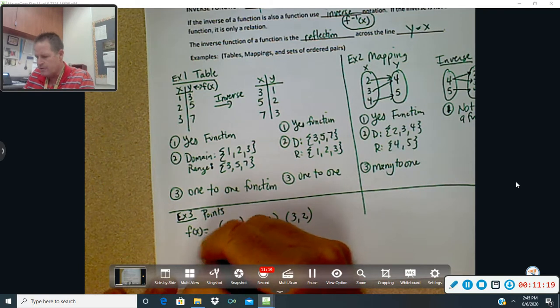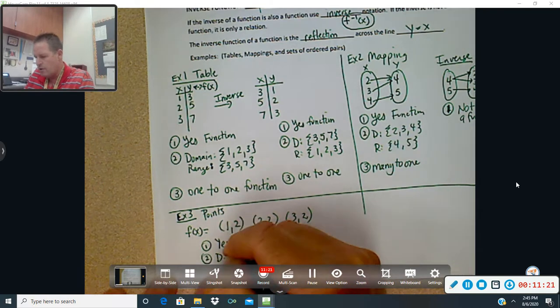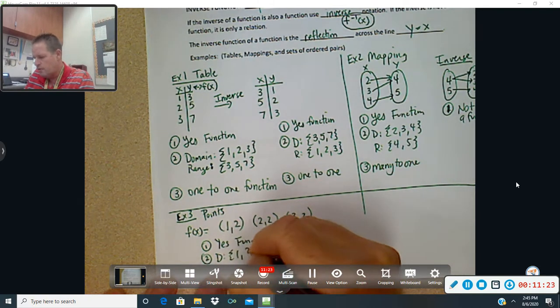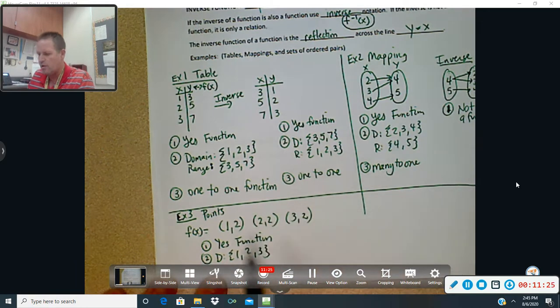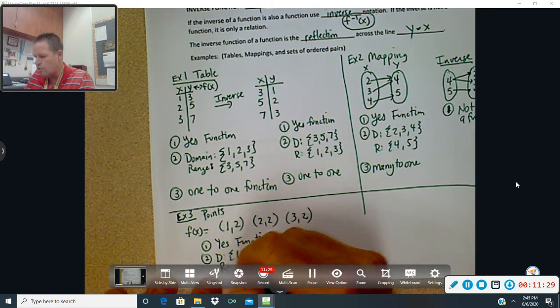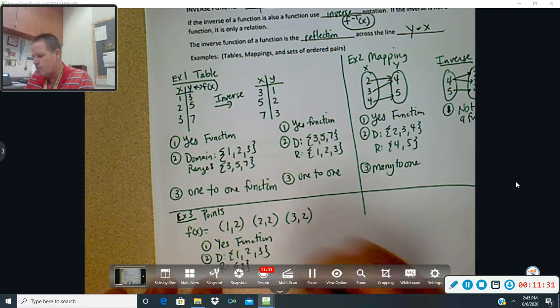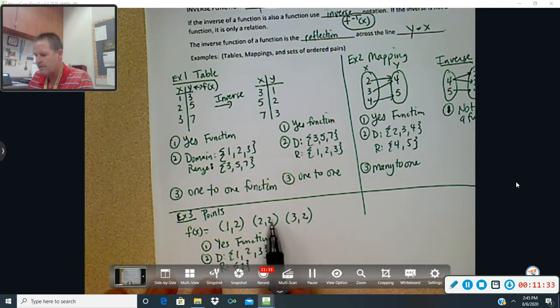Now, what's the domain and what's the range? The domain is 1, 2, and 3. Those are all your x's, 1, 2, and 3. What is your range? Your range is just 2. You don't write repeats. Every one of them is 2. Now again, 1 has one answer, 2 has one answer, 3 has one answer. You might be kind of mind-boggled by that, yes, it is a function. But again, it only has one answer.